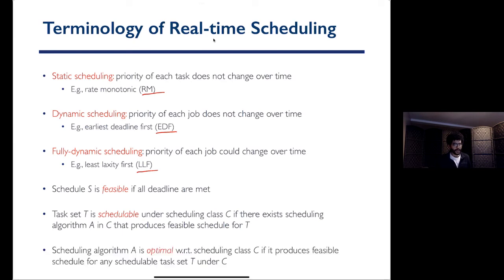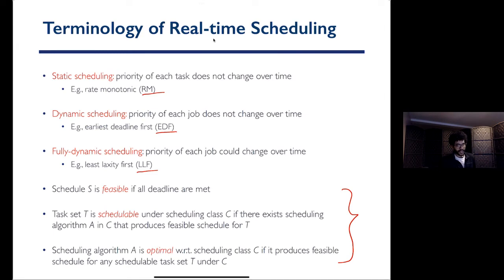Finally, a scheduling algorithm from a class is called optimal in that class if it produces a feasible schedule for any schedulable task set. So we're going to see examples of this. If you didn't get this, we're going to come back to them. I'm going to repeat one more time.